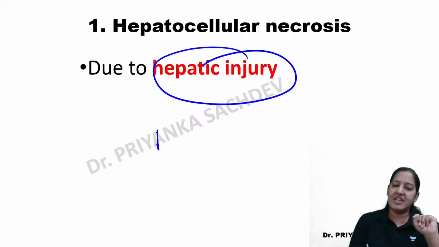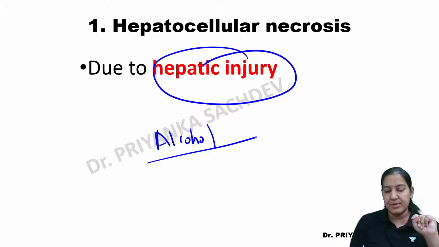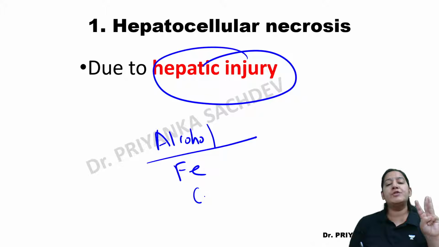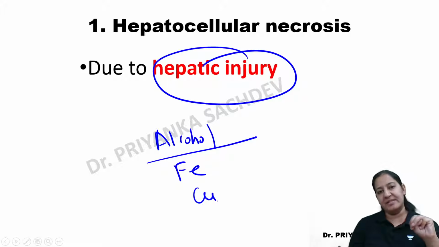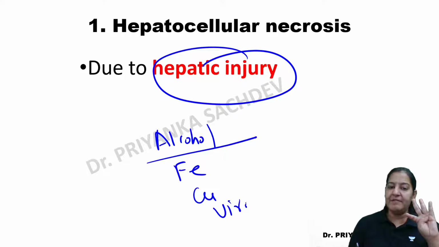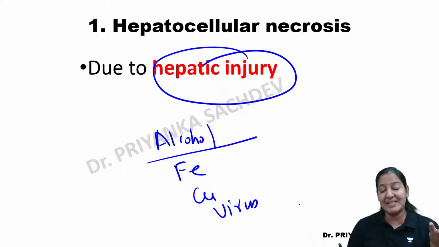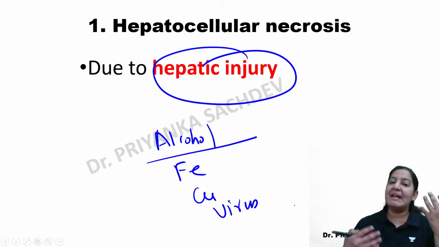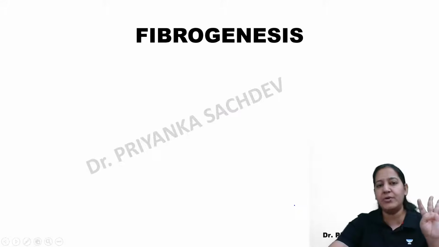So the injurious agent can be alcohol in case of alcoholic cirrhosis. The injurious agent can be iron in case of hemochromatosis cirrhosis. The injurious agent can be copper in case of Wilson's disease. The injurious agent can be viruses, that is hepatitis A, B, C, D virus in case of post-necrotic cirrhosis. So the injurious agent can differ, but the ultimate thing, injury, is there, right?